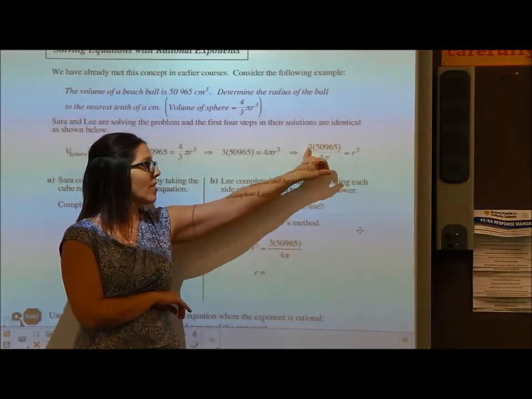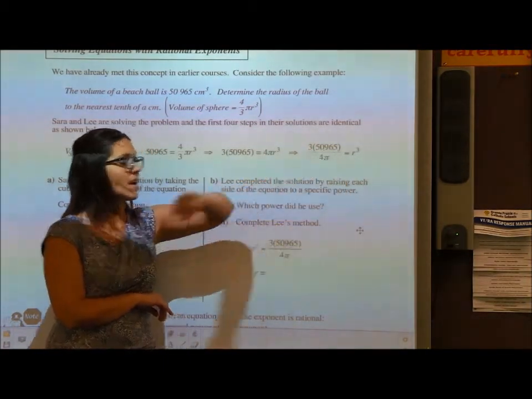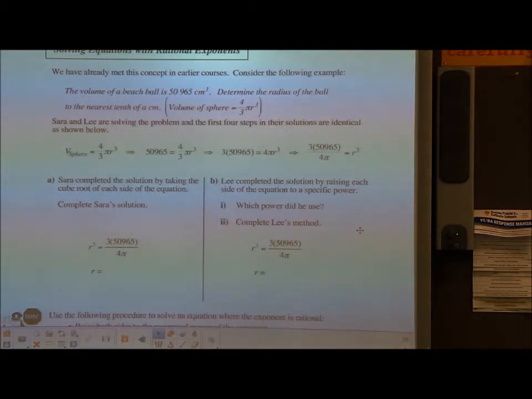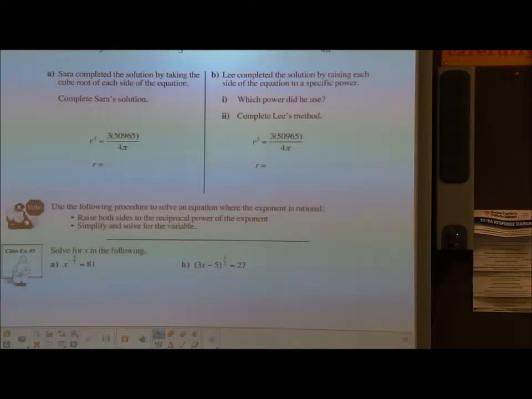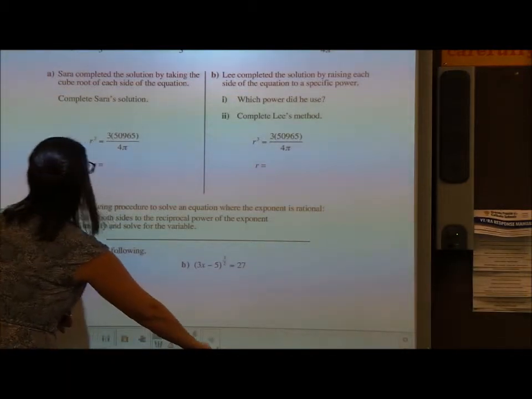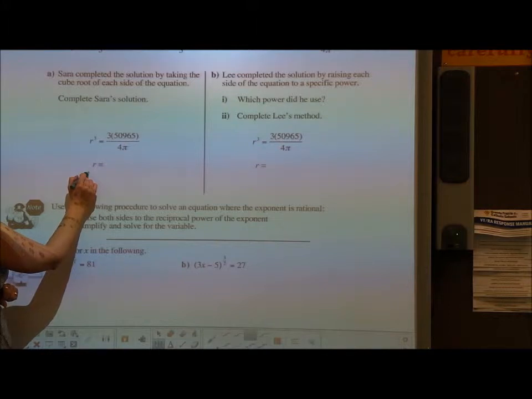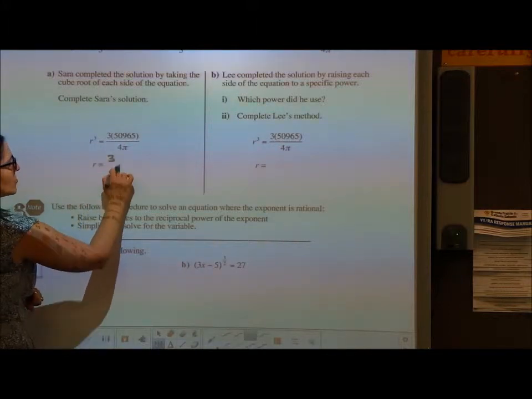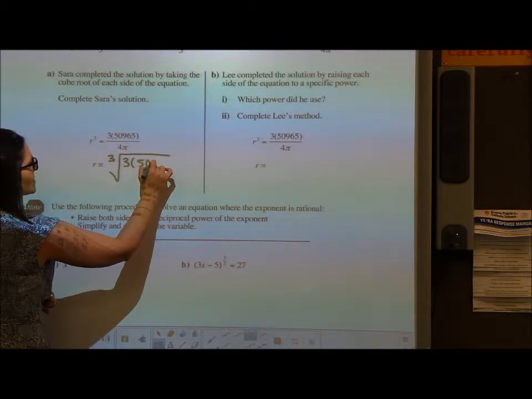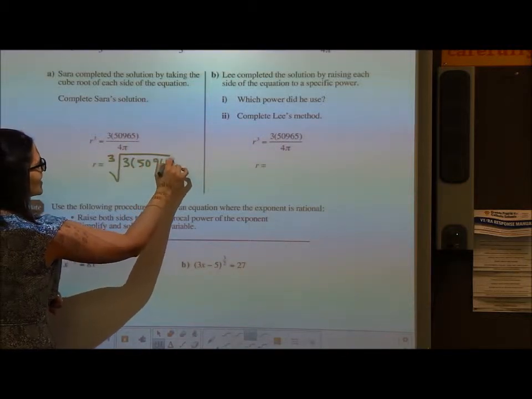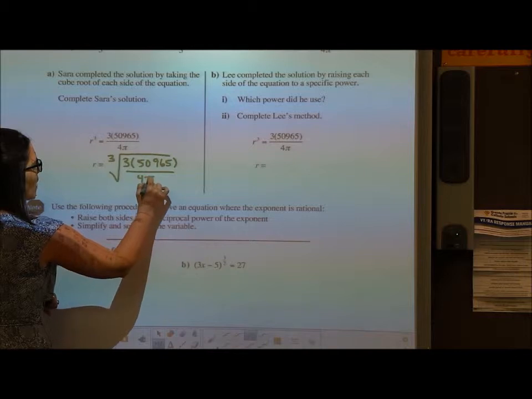So I'm left with 3 times 50,965 over 4 pi. So Sarah completes the solution by taking the cubed root of each side. So if she takes the cubed root of r cubed, I get r. And then it's the cubed root of 3 times 50,965 divided by 4 pi.